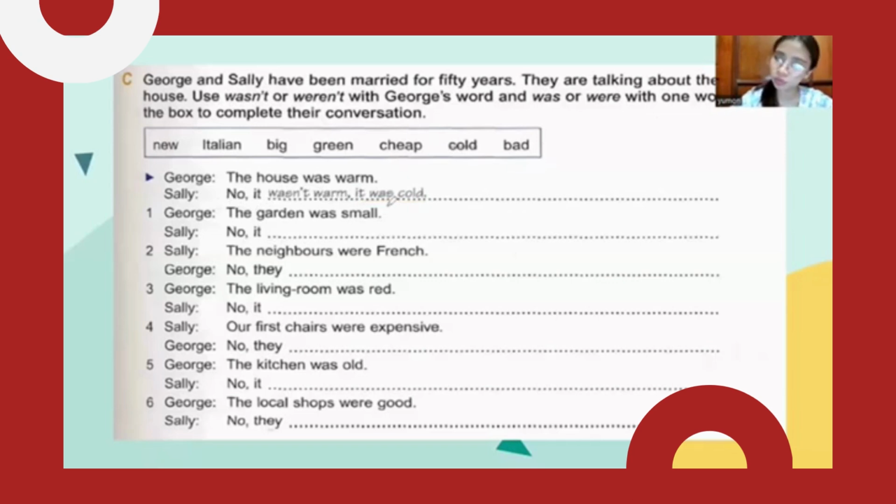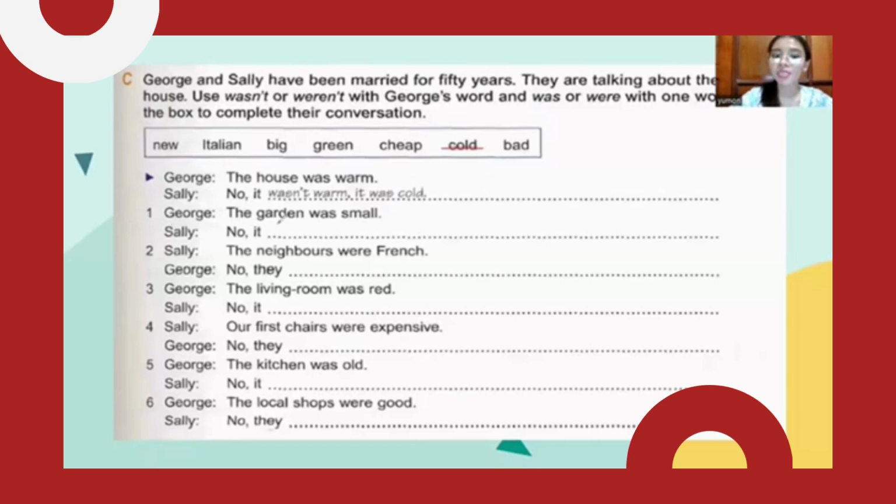Okay? It was cold. So, you have to say the negative sentence. Okay? You deny the first sentence. Alright? No, it wasn't warm. It wasn't warm, comma, it was cold. So you write the opposite word of warm. So find that word in the box. So yes, we have cold here. Okay? It was cold. See? It's very simple. Alright? So let's do number 1 together.